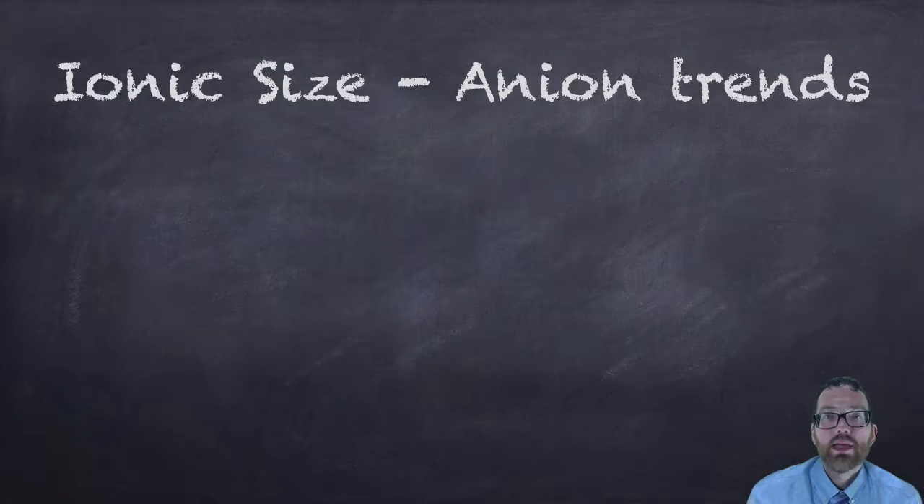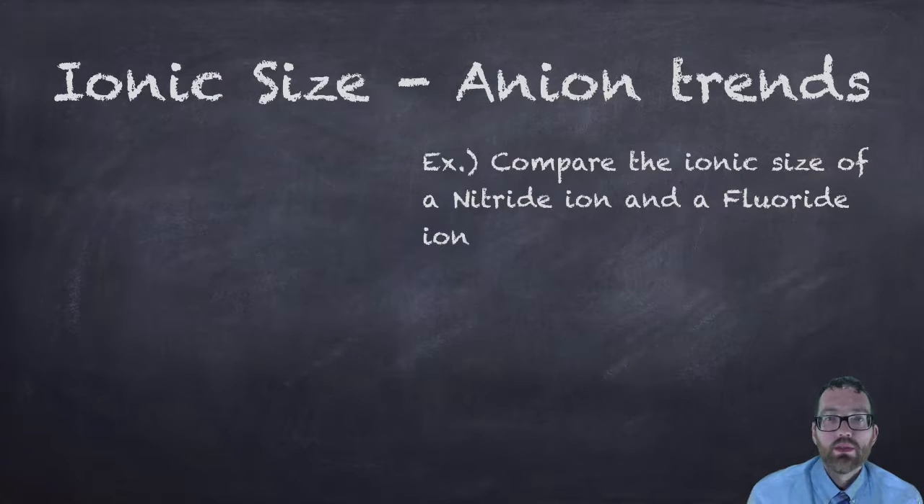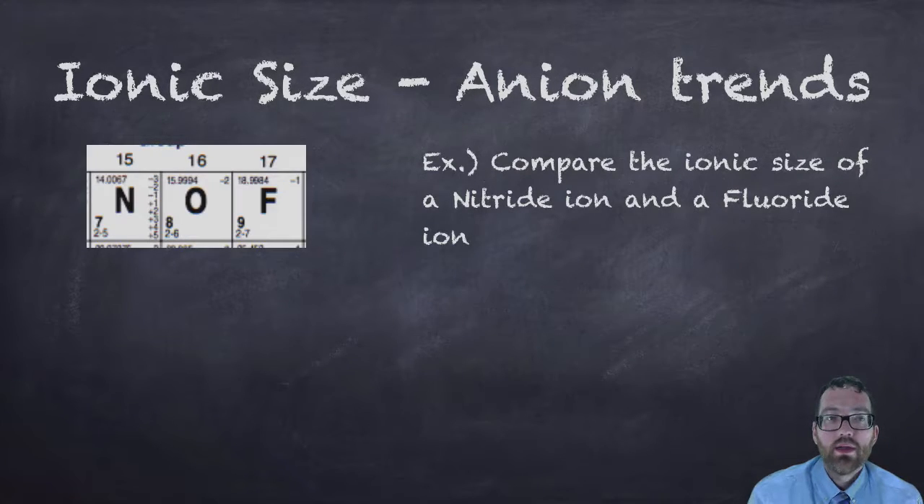All right, next let's look at anion trends. So remember, an anion is an atom that has gained electrons to become an ion. So we're talking about nonmetals. So compare the ionic size of a nitride ion and a fluoride ion. So nitrogen has 7 protons and 7 electrons.